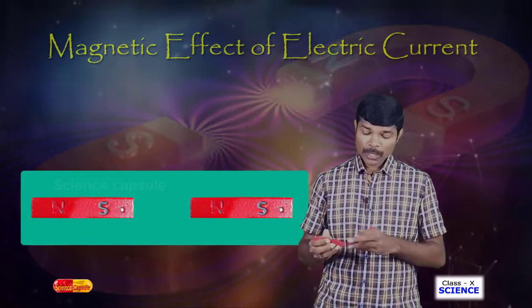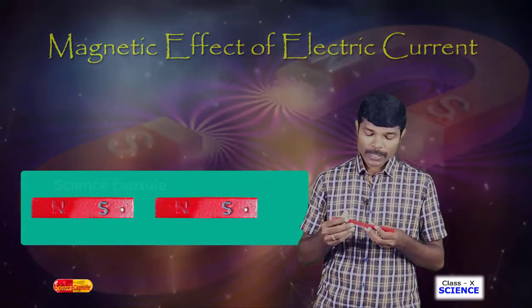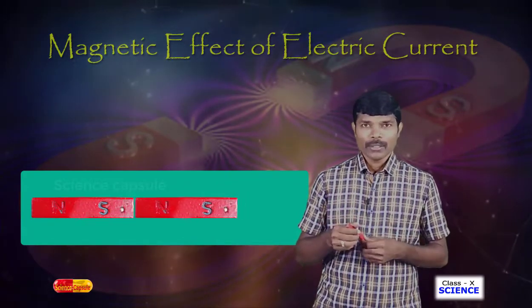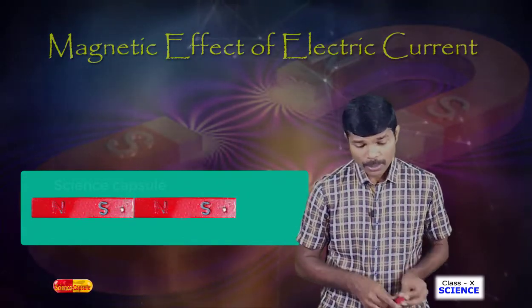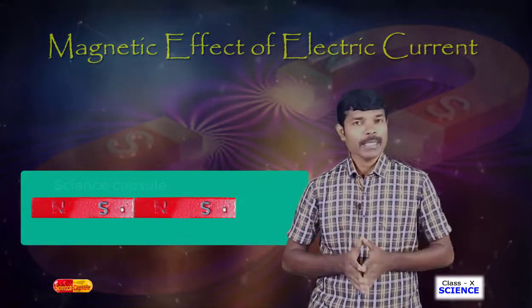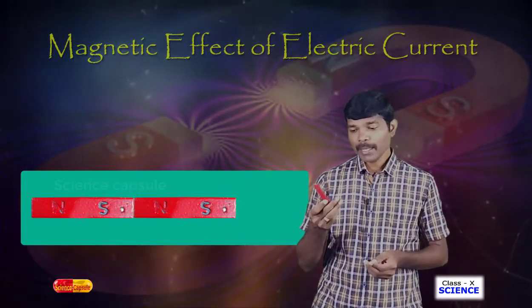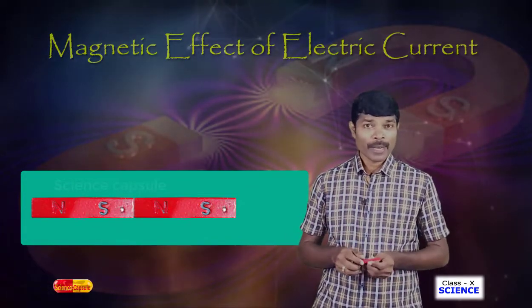Here is a south pole and here I am having a north pole. If I bring the north pole towards the south pole, you can see that they are attracting. So this is one of the most important characteristics of a magnet, that like poles repel each other and unlike poles attract each other. When I suspend this bar magnet freely in air, then what will happen?